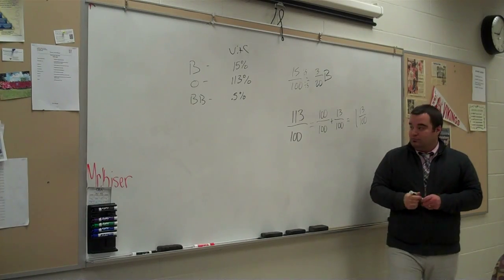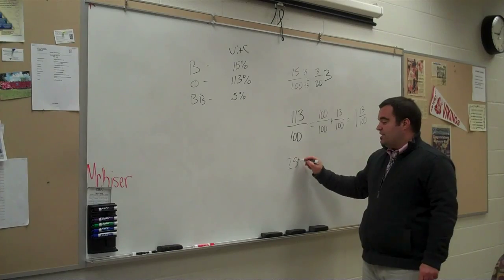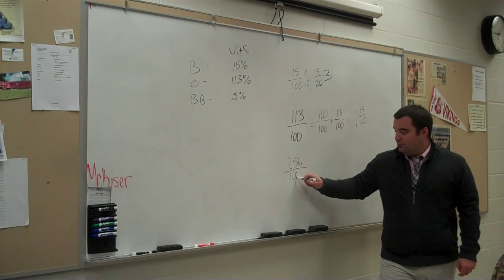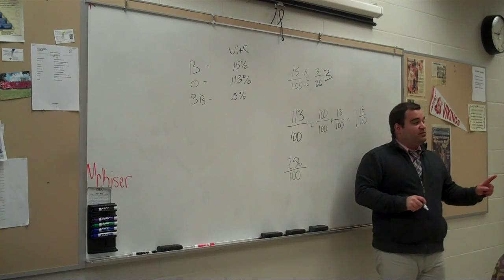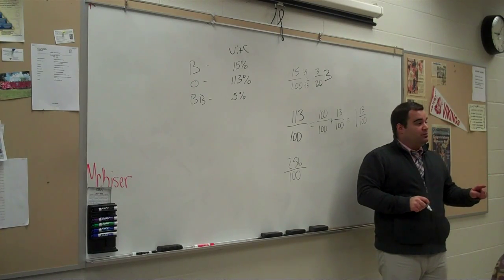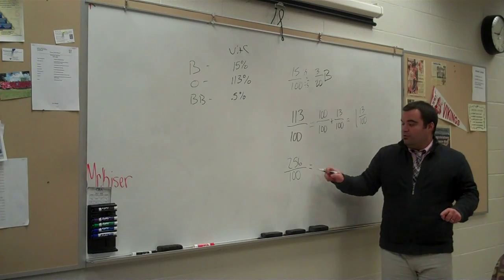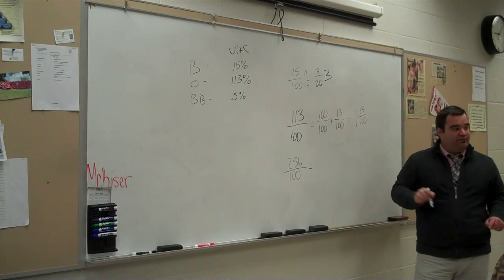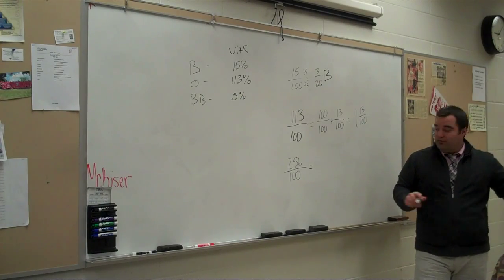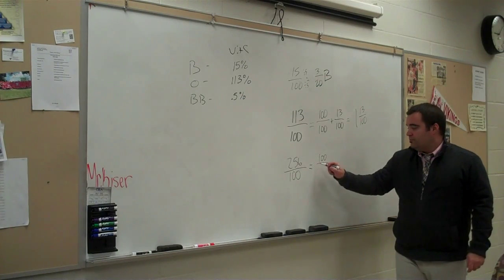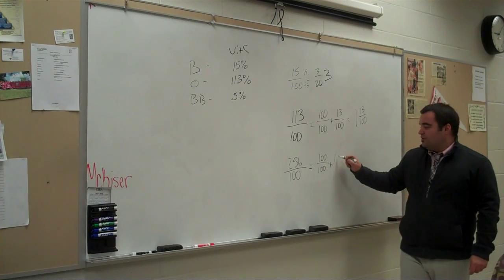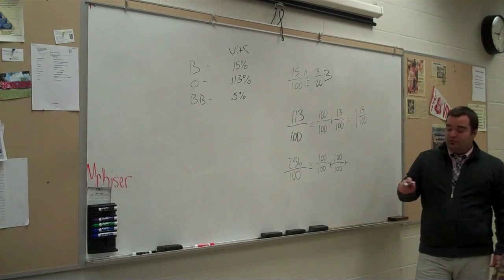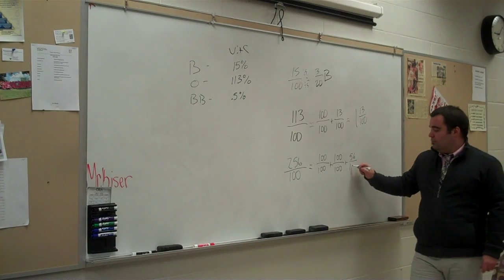So let me do another one. 256%. Isn't it still 256 over 100? You can also reduce it. So how many wholes would I have? I'd have 2 of them. Here's 100. Here's 200. And what's left? 56 over 100.